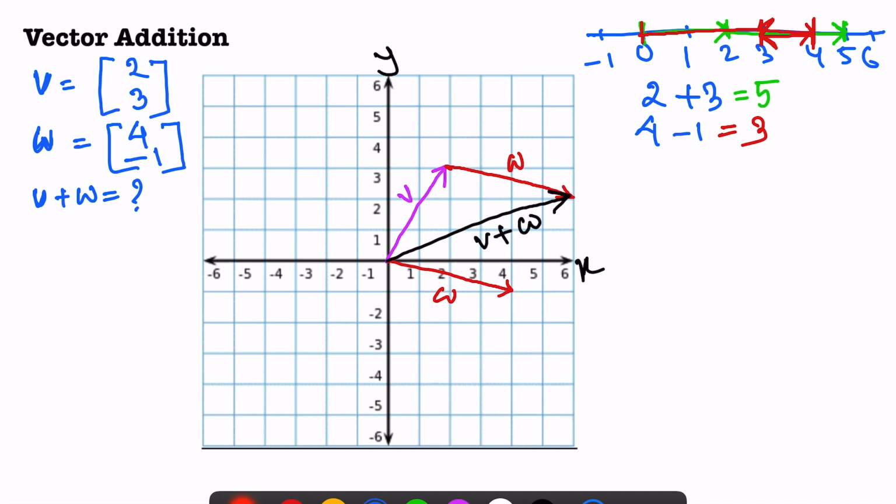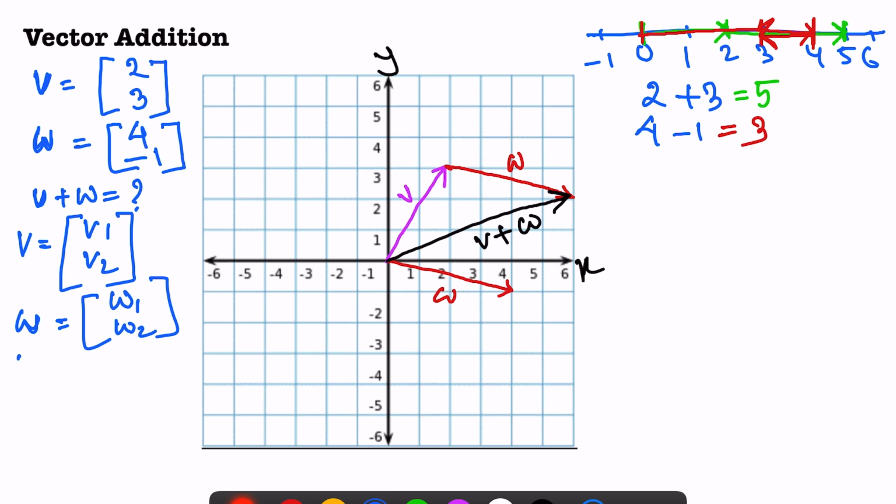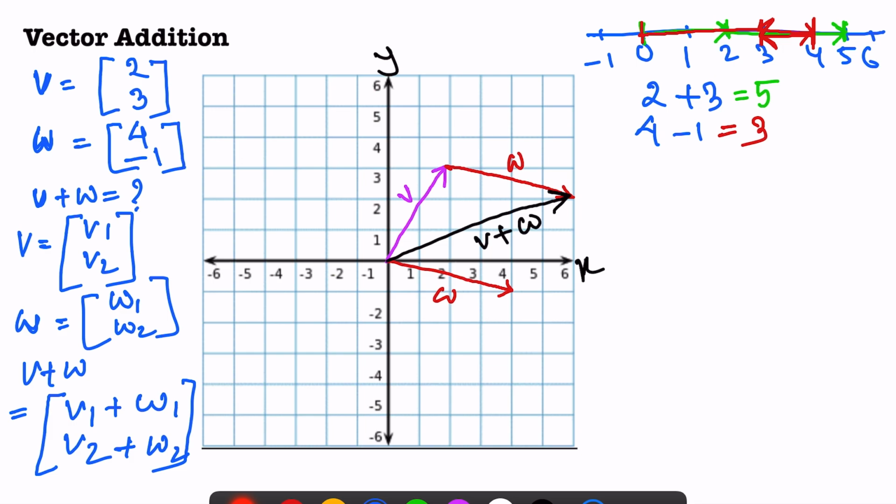So we can write it in this way. If we have a vector v, that is v1, v2, and w, that is w1, w2, then v plus w can be written as v1 plus w1, that is for all the x updates, then v2 plus w2, that is for all the y updates.